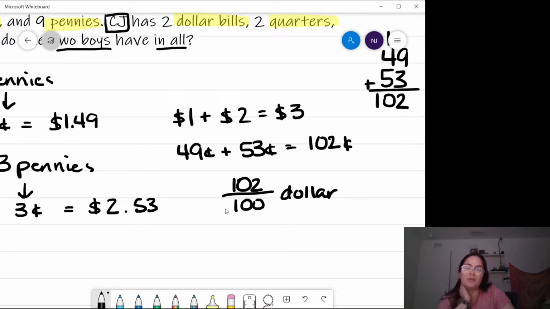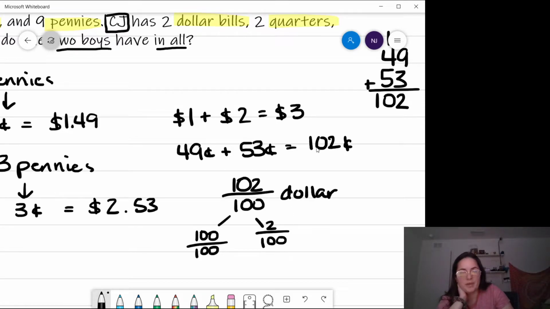Now, what do we notice here? We should see that we have more than one whole here because the numerator is bigger than the denominator. We have an improper fraction. So we're going to want to pull out the wholes. How many hundredths is equal to 1? 100 hundredths is equal to 1. And then we have 2 hundredths left over.